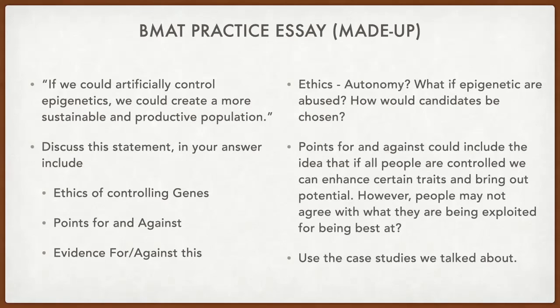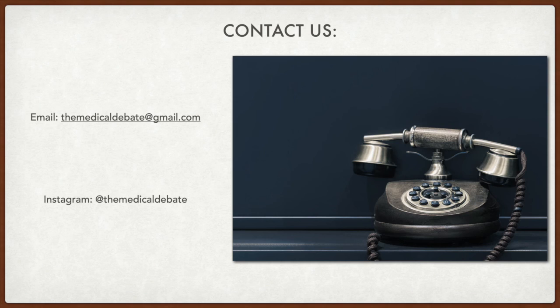Points for and against could include the idea that if all people were controlled, we can enhance certain traits and bring up potential. However, people may not agree with what they are being exploited for being best at. You know, if the epigenetics are geared towards being good at something, then they might not enjoy that, but they might be good at it, and so they're being exploited for it. That's against autonomy. And for the evidence, like I said, please feel free to use the case studies we mentioned earlier in this same video.